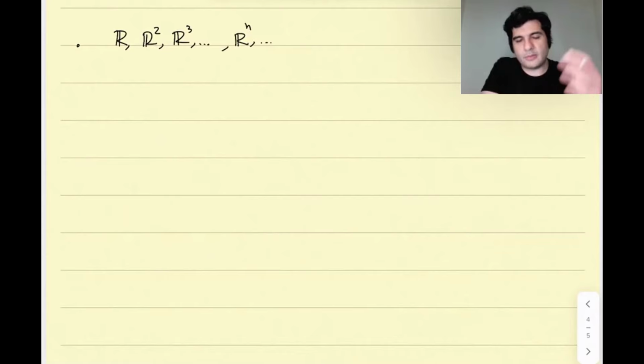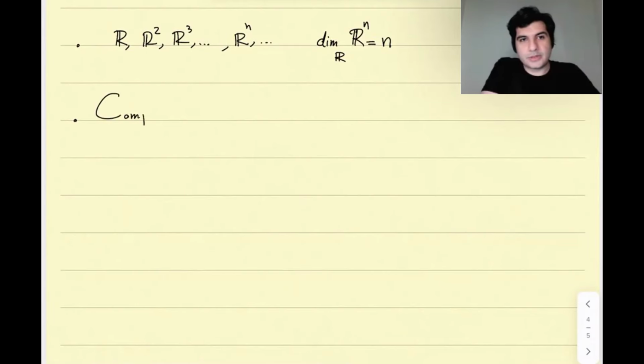Now, there is a complex version of the same story. When we think about R, R2, R3, Rn, and so on, and we call them one-dimensional, two-dimensional, three-dimensional, n-dimensional, we mean dimension as a real space. So we say the dimension of Rn as a real space is n. Now, there is a complex version of the same story. So what do I mean by complex version?